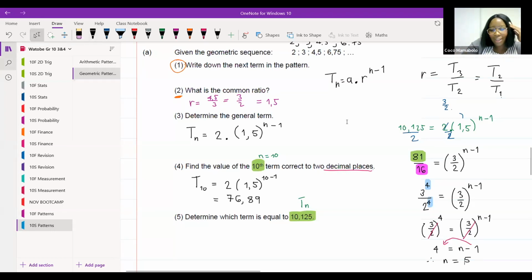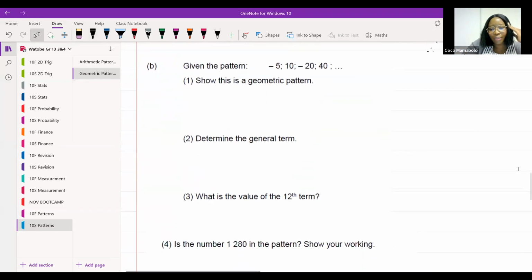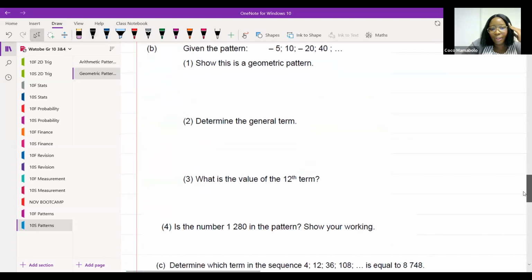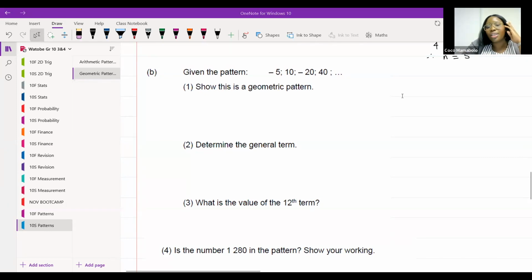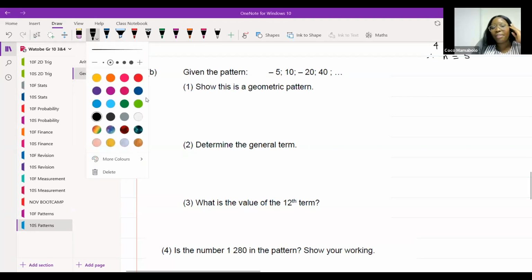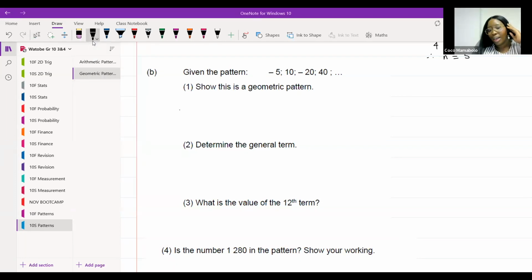Okay, all right, let's try this next one over here. Take it away, guys. It says, show this is a geometric pattern. The way we're going to show that this is a geometric pattern is by finding the common ratio. Find r. And if I've lost you, my sweetie, hand up and let's talk about it.